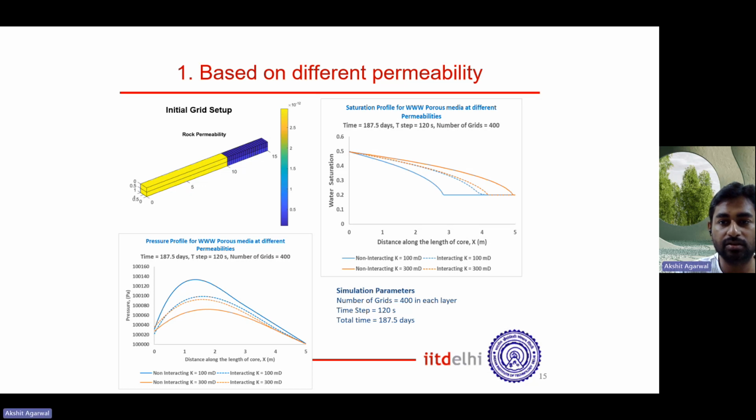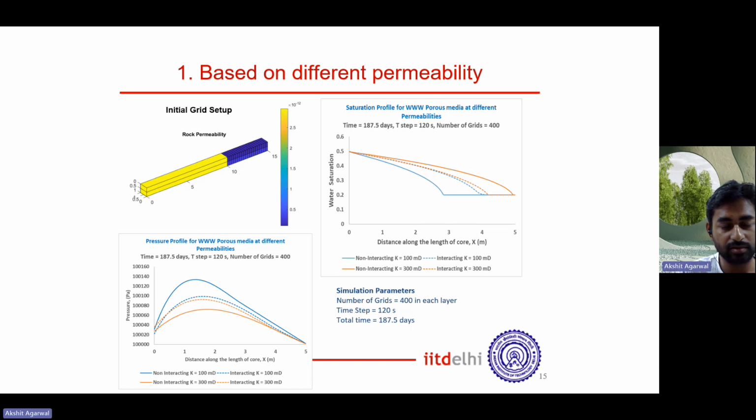We can also see the pressure profile, which reveals distinct characteristics for non-interacting and interacting layers. In the case of non-interacting layers, we observe that the pressure values are higher for the smaller permeability layer of 100 millidarcy compared to the larger permeability layer. However, for interacting layers, there is an increase in pressure values for the larger permeability layer and a decrease in pressure values for the smaller permeability layer. Interestingly, similar to the saturation profile, the pressure profile of both interacting layers exhibits a remarkable similarity. So this is done for the weakly water wet case data that we used.